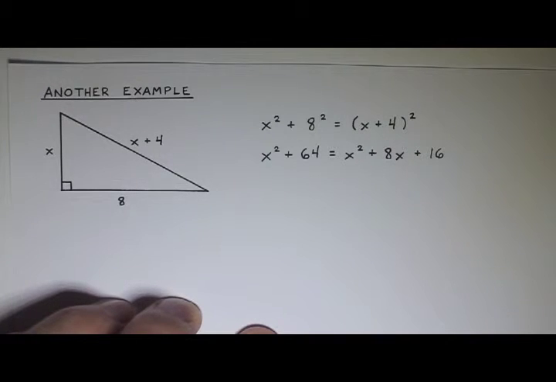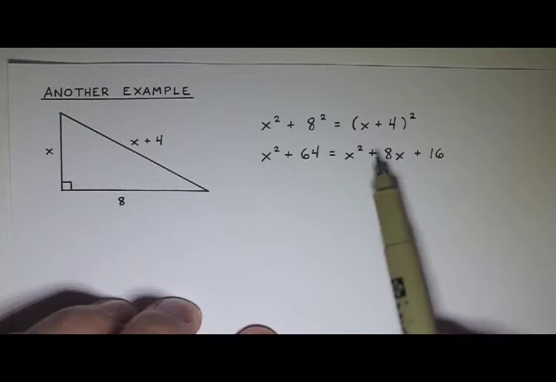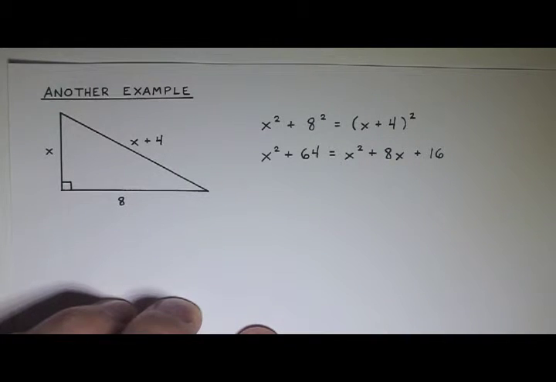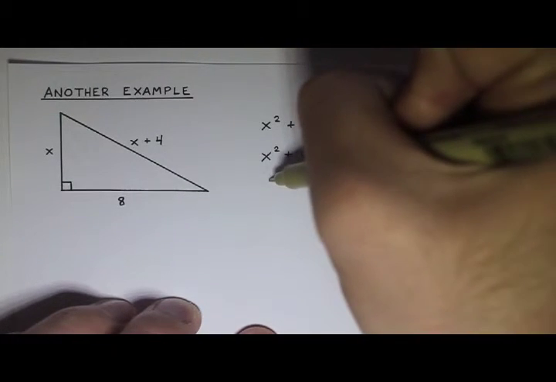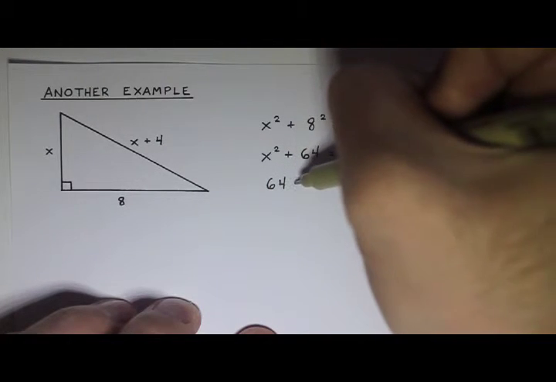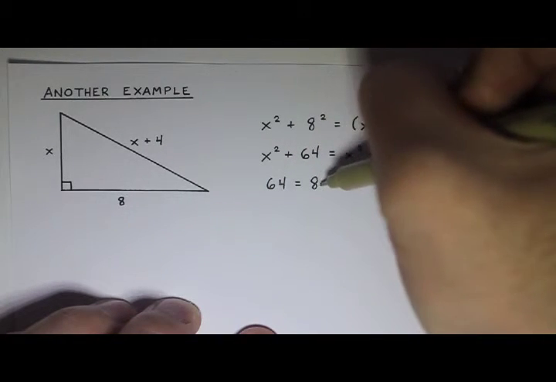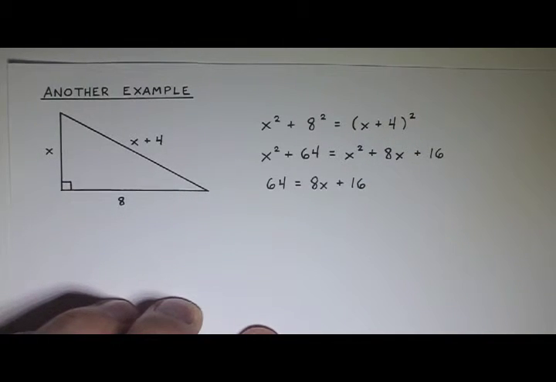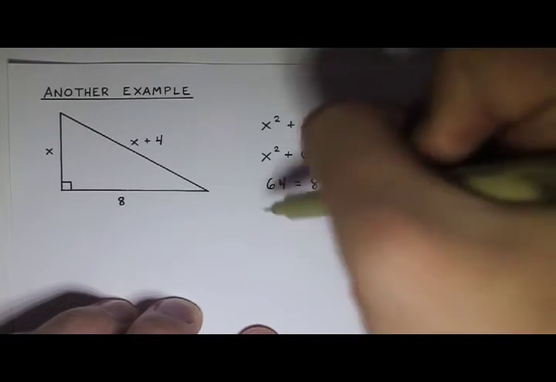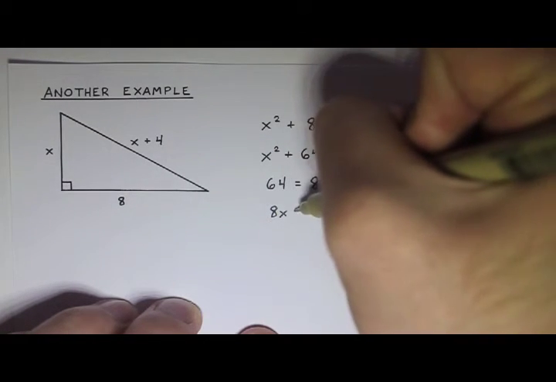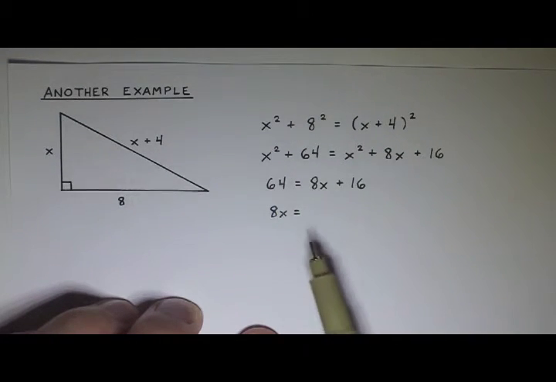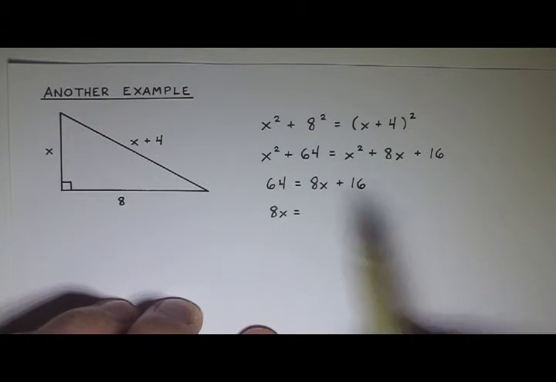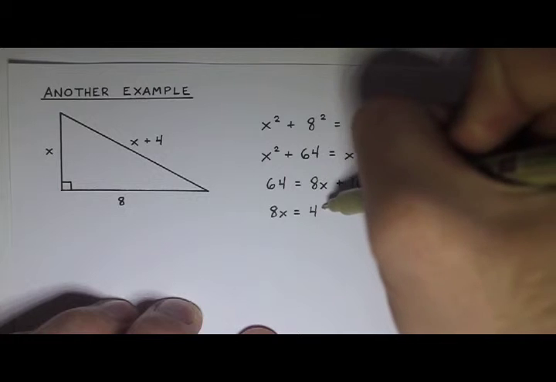Okay. And I can combine the 64 and the 16, and I also have an x squared on each side, so I could subtract off x squared. In fact, let's do that first. So if I get rid of the x squareds on both sides, I get 64 equals 8x plus 16. Great. And now I want to get the x by itself, so 8x equals, and if I take that 16 and subtract it over to the other side, 64 minus 16 ends up being 48.